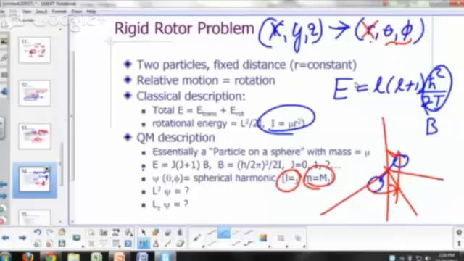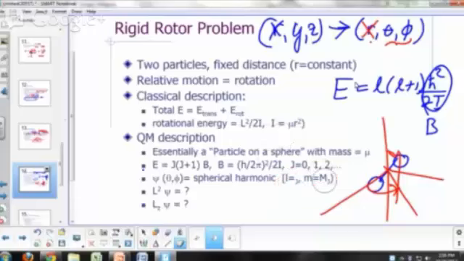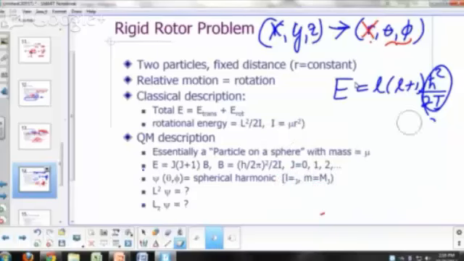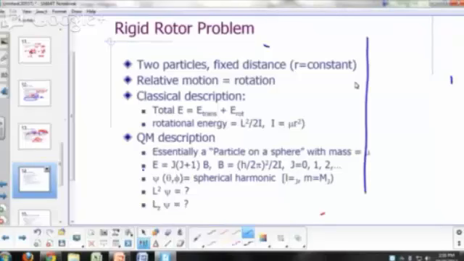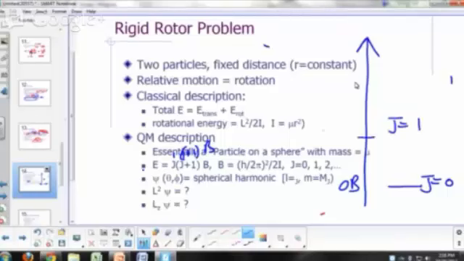So what would be the allowed energies for our particle on a sphere? The allowed rotational energies. What's the lowest allowed rotational energy? J equals 0, right? That's going to be 0B. What's the next allowed rotational energy level? J equals 1, right? 1 times 1 plus 1 times B, that's 2B. So J equals 1 would be 2B.